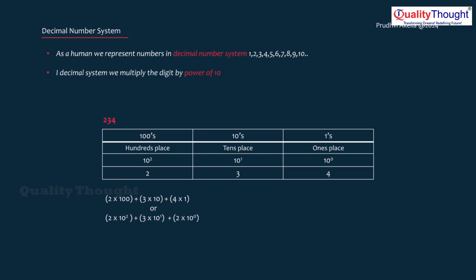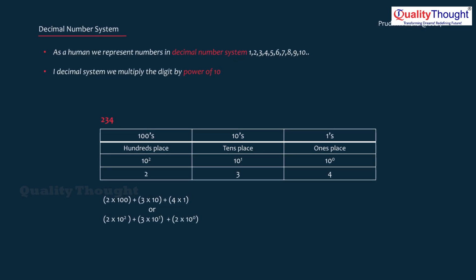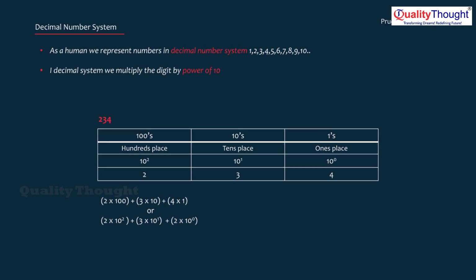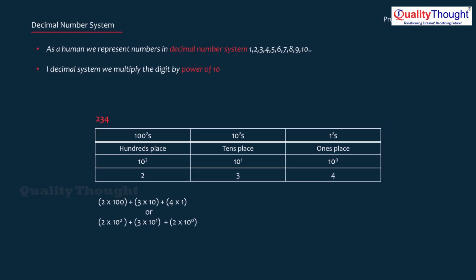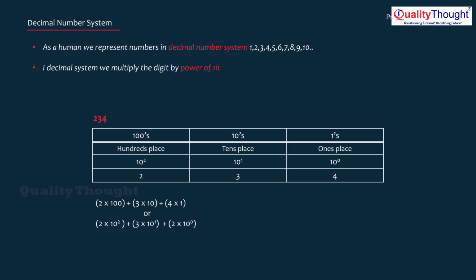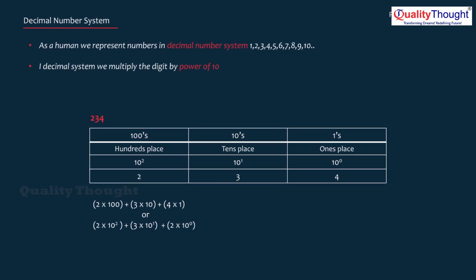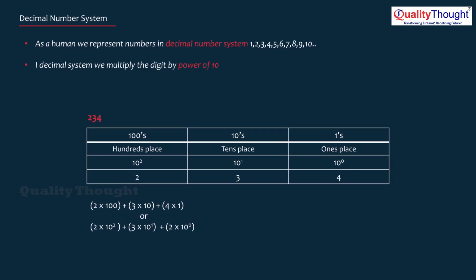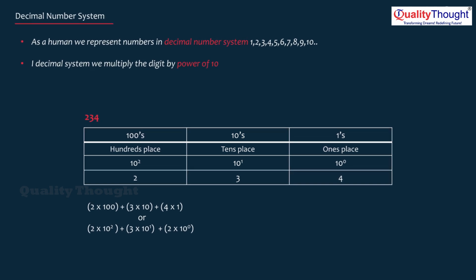The decimal number system. As humans, we represent numbers in the decimal number system: 1, 2, 3, 4, 5, 6, 7, 8, 9, 10. In the decimal number system, we multiply the digit by a power of 10.